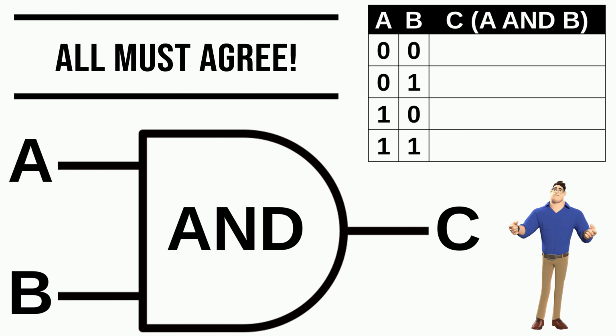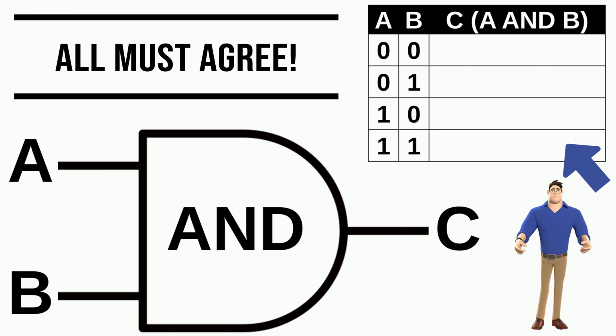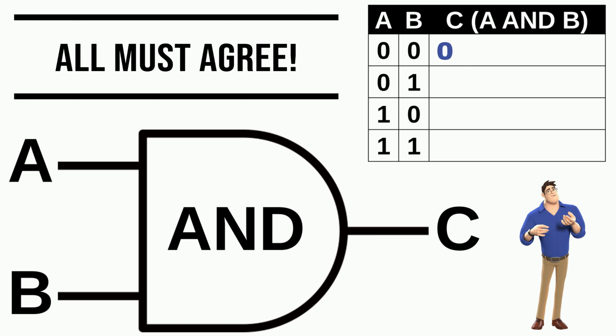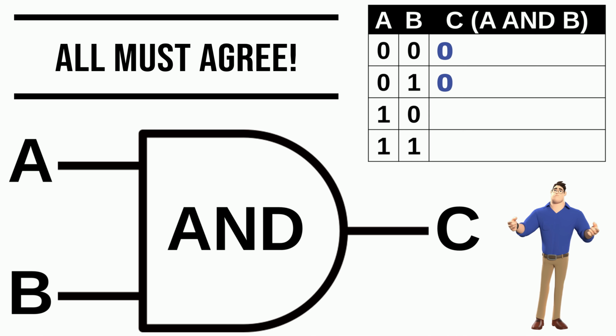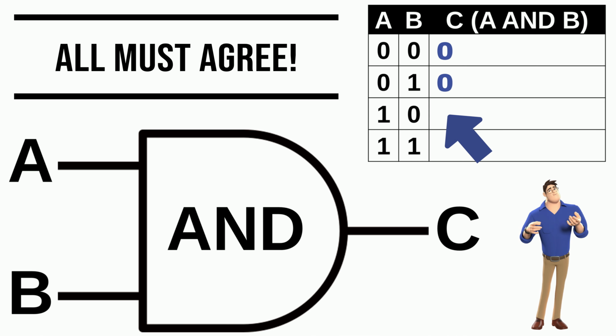All must agree. The AND gate only produces an output of 1 if both inputs are 1. Look at the truth table at the top right of the video. If the inputs A and B are both 0, then the output labeled C would be 0. If A was 0 and B was 1, it would still be 0, as the gate needs both to be 1. So if A was 1 and B was 0, what do you think C would be?